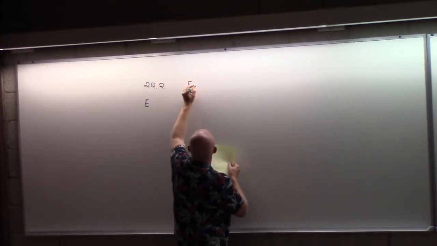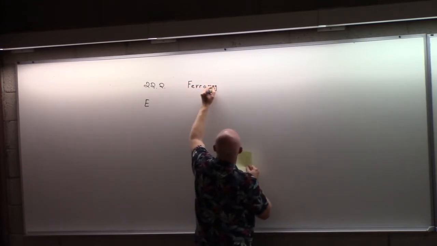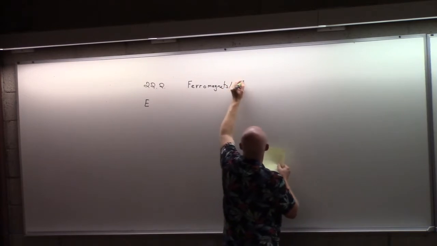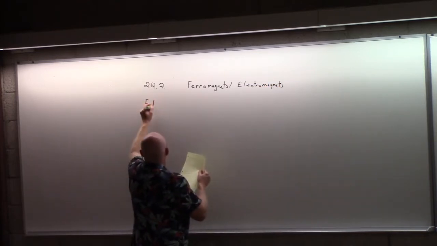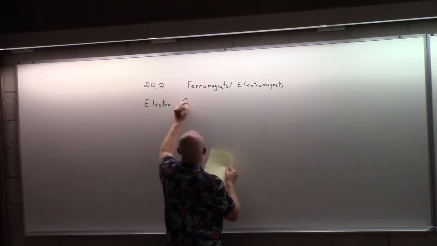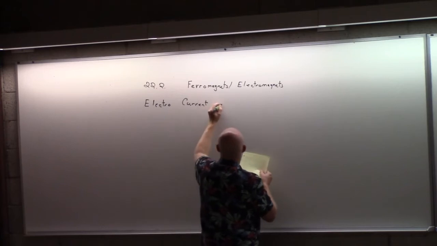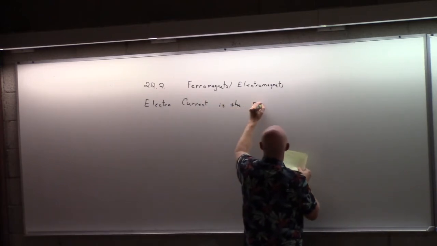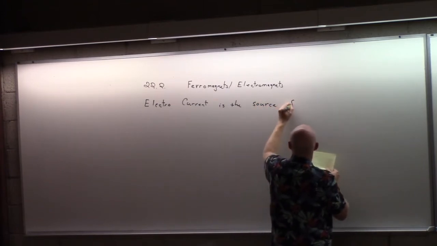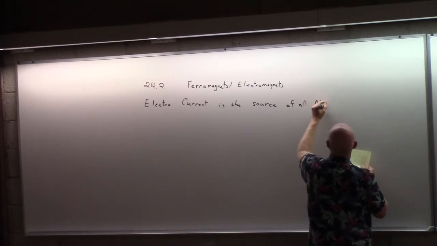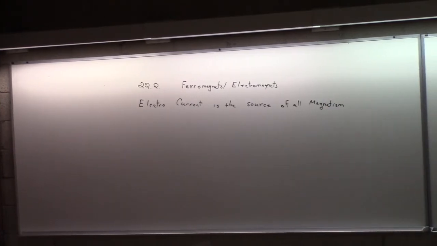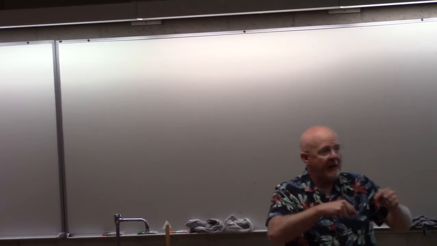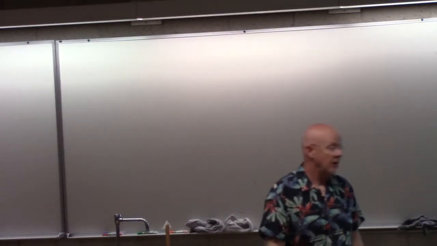I'll even separate it into two pieces. We'll call these ferromagnets and electromagnets. But the words I was just using is that electrical current is the cause or the source of all magnetism. In other words, there's not another little particle like the electron and the proton were the cause of the electric fields, but when those things move, they make our magnetism.